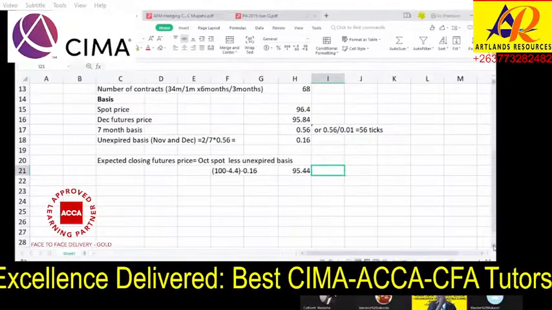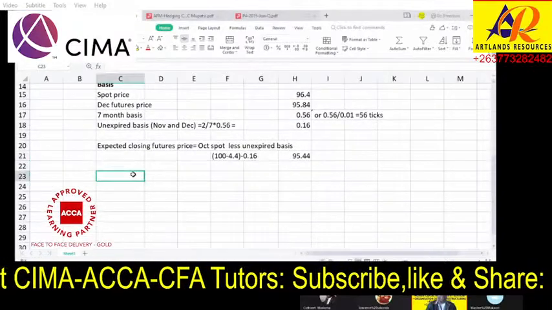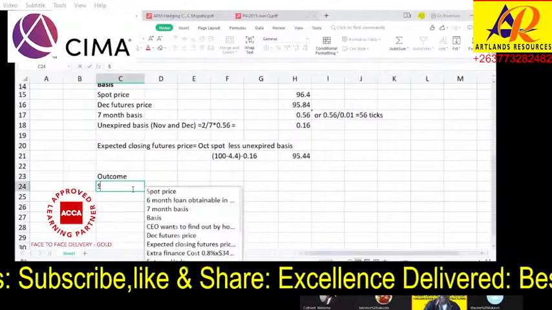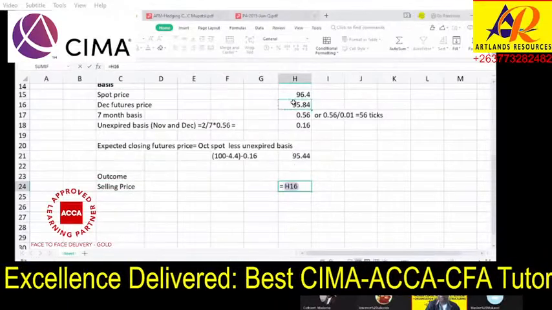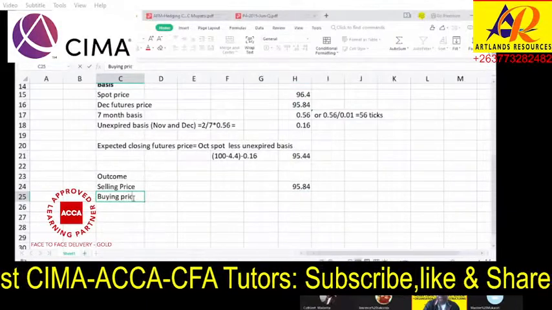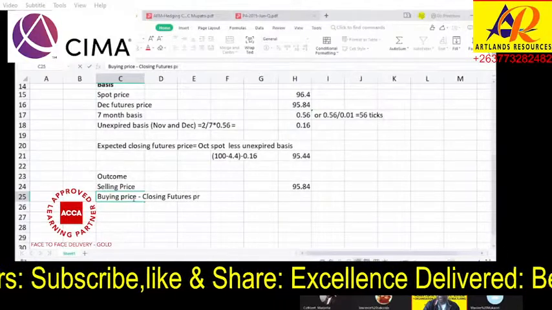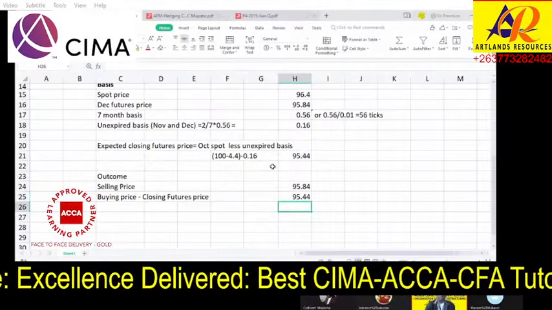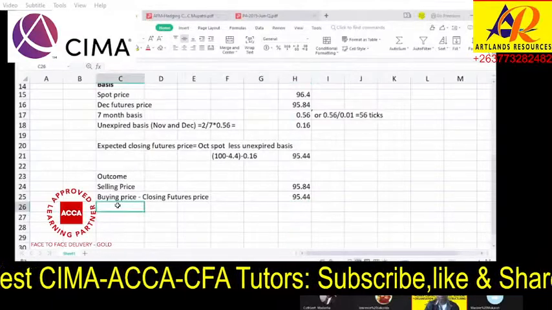Now, why do we calculate the closing futures price? Because you entered the futures market by selling, you exit the futures market by buying. So you can now say outcome. Let us see. When you entered the futures market, you entered by selling, and the selling price was 95.84. And you exit the futures market by the buying price. We call it the closing futures price. So in this case, this is the buying price. So if you sell at 95.84 and you buy at 95.44, clearly you have made a profit.